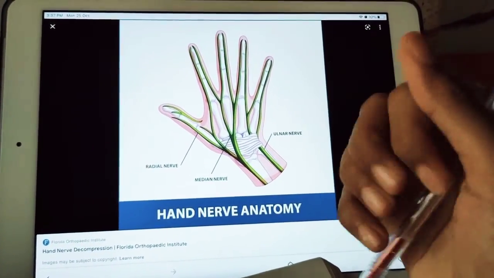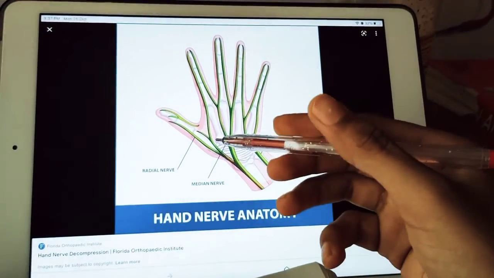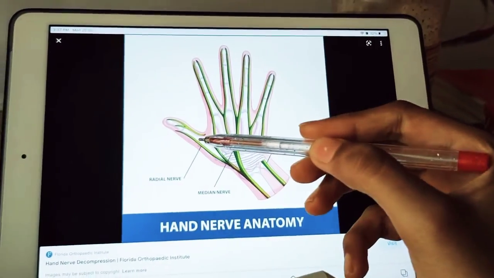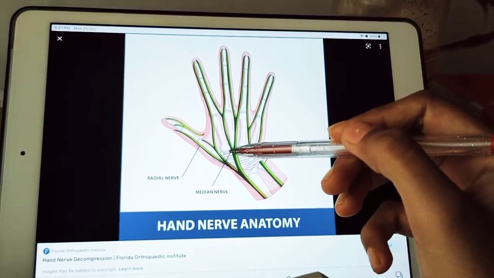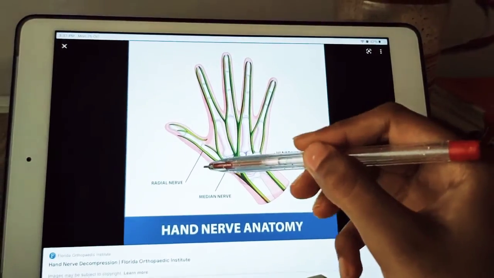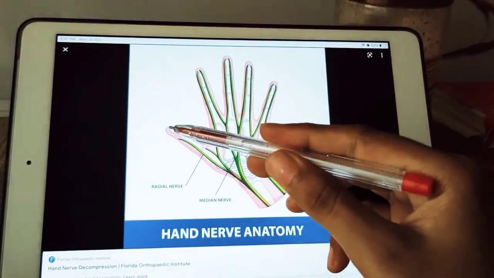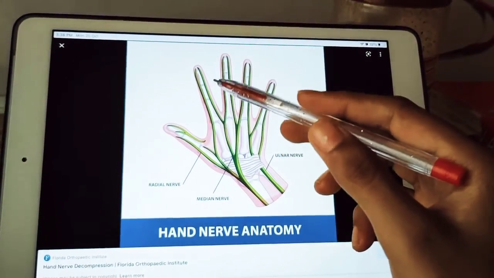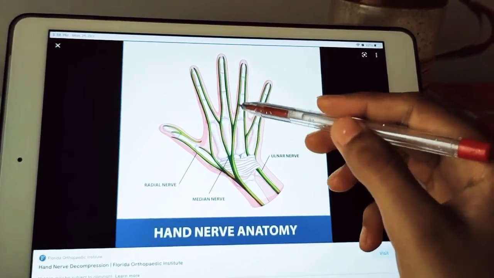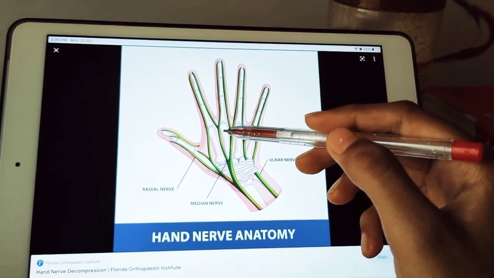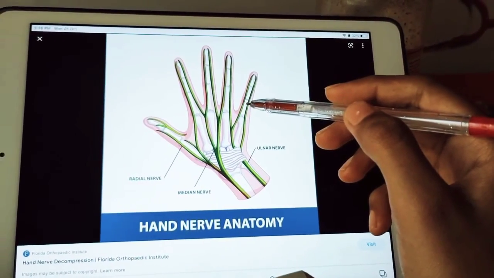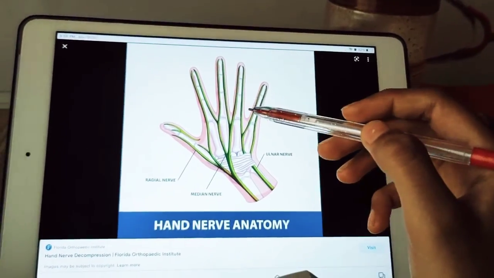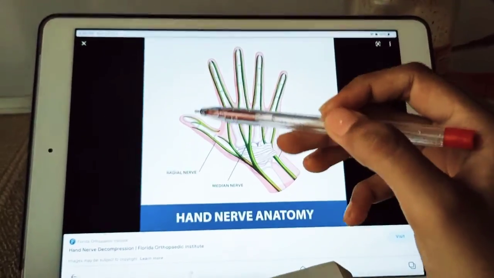Okay, and it divides into mainly 4 digital branches which supply the skin of the digits. Mainly it supplies the first digit, the thumb. So it supplies the lateral side of the thumb, lateral side meaning this side, and the medial side of the thumb, and also the lateral side of the index finger. It supplies the contiguous sides of the index and middle fingers, and when present, it also supplies the sides of the middle and ring fingers. Okay, so up to the ring fingers it is supplying. So that is the radial nerve on the dorsum of the hand.